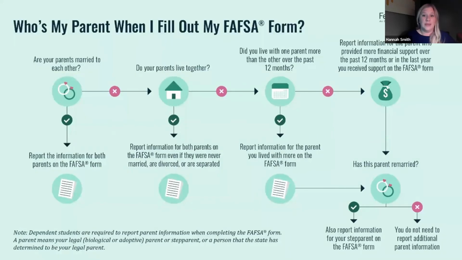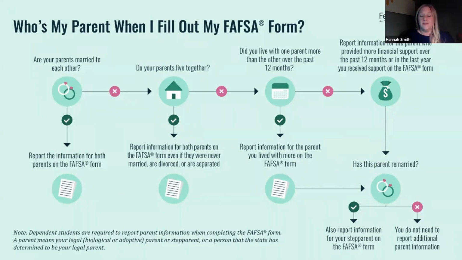One big question that we get quite a bit about the FAFSA is, who is my parent and who do I have to put on the FAFSA as my parent? So this nifty little flow chart will walk you through different scenarios. If your parents are married to each other, both are going to go on the FAFSA. If they're not married, but they live together, both are going to go on the FAFSA. If they are not married and don't live together, then you're going to determine which parent you have spent more time with, or lived more with, over the past 12 months.